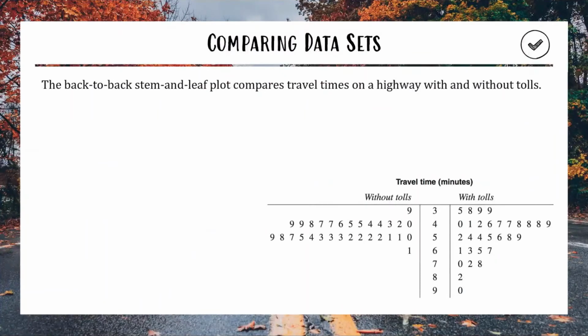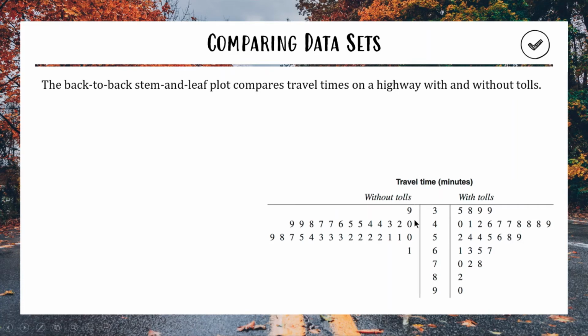Okay, we're now going to do a quick question on how we can compare two data sets using the same stem and leaf plot. So in the bottom right hand corner here, we have two plots of leaves coming off a single stem. This is called a back-to-back stem and leaf plot, and it's how we can really easily compare two data sets by looking at them and comparing their size and shape.